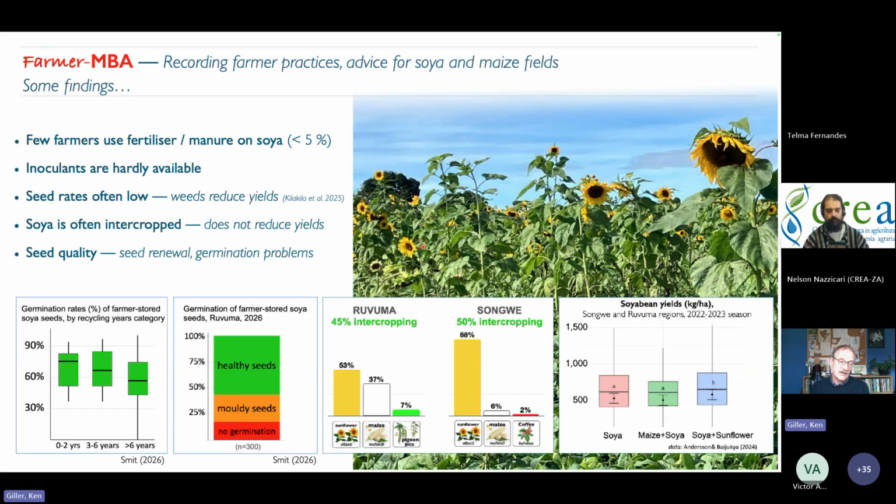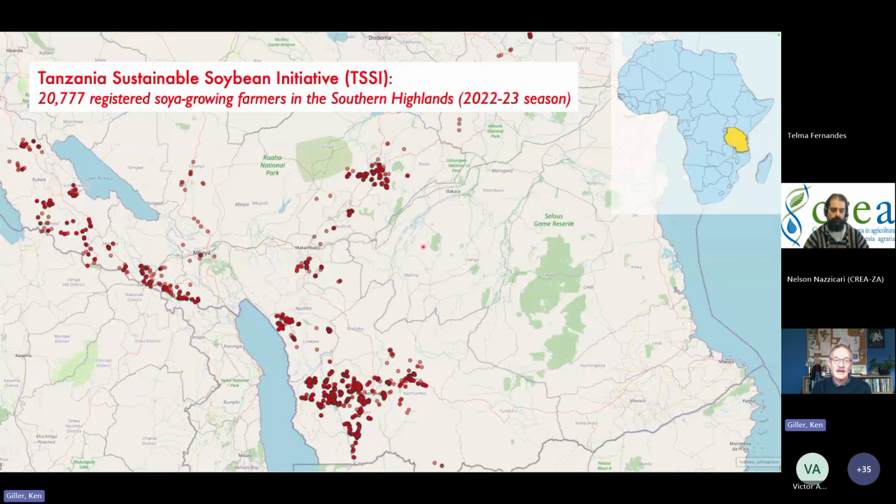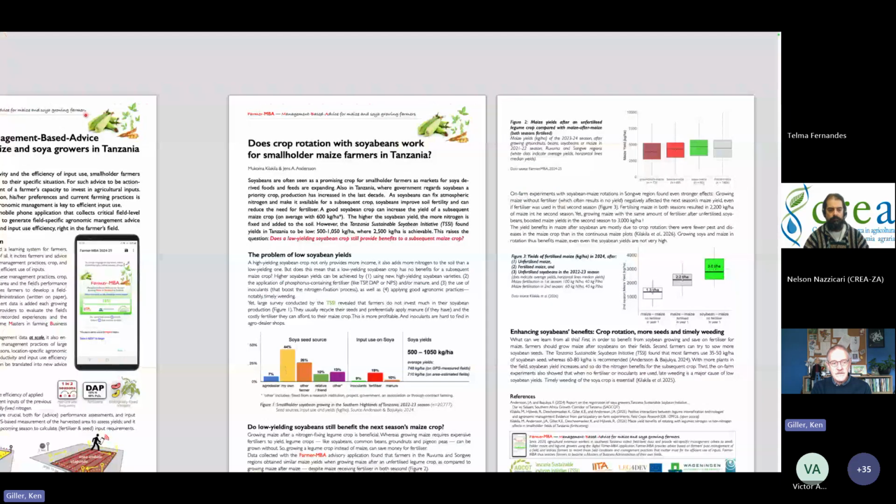Now, this can help enormously in moving forward in terms of the types of information and inputs that we need to actually try and get to farmers. And through this initiative, the Sustainable Soybean Initiative, working with partners in the Southern Highlands, we've been able to register over 20,000 farmers to roll out these activities. And different types of advice coming through.